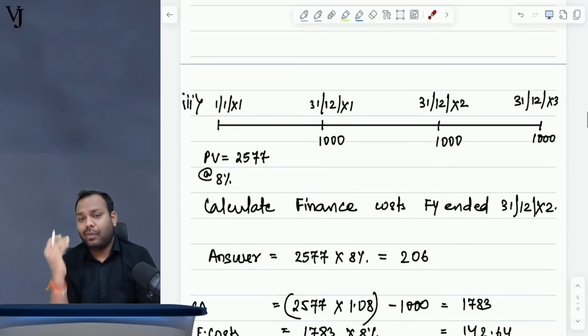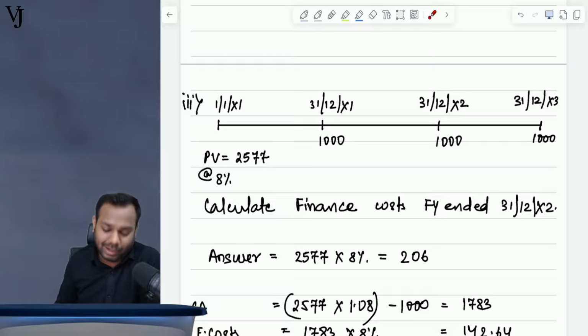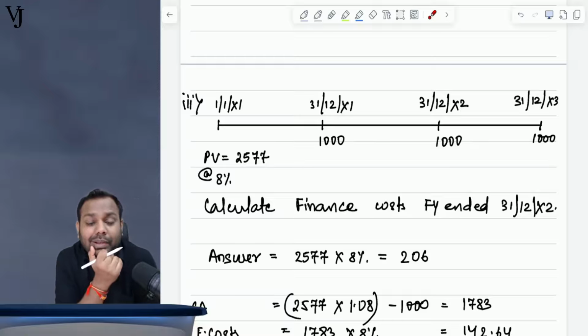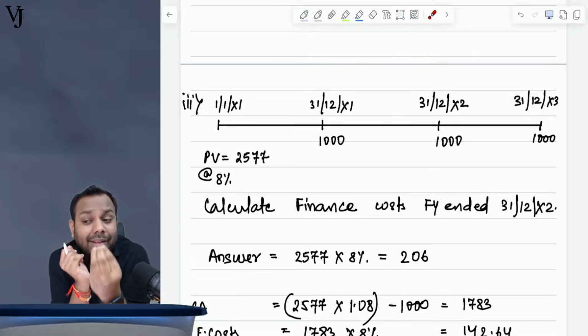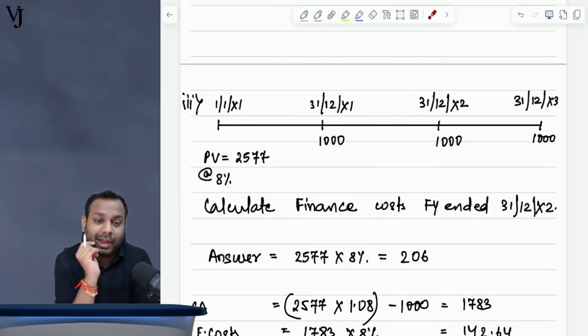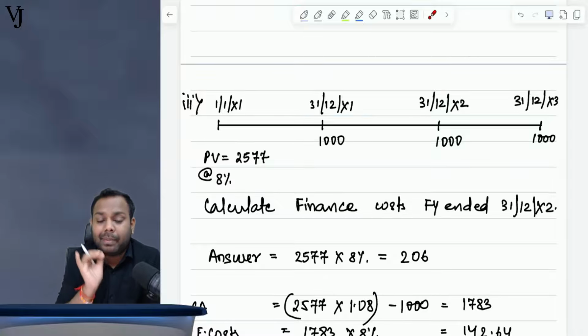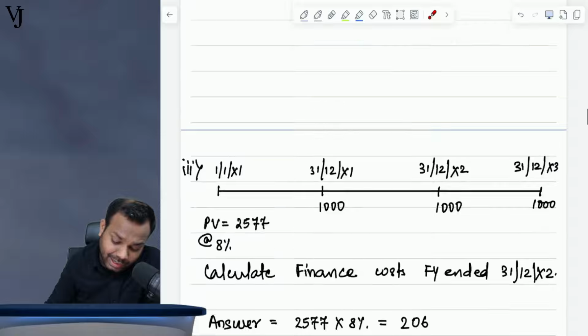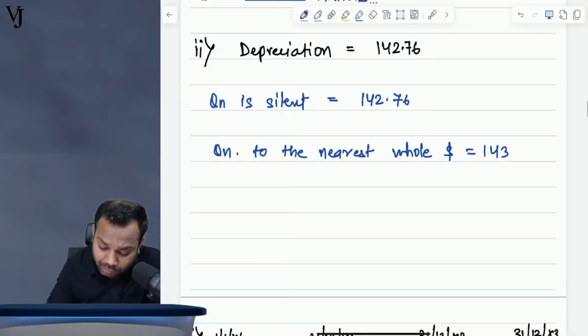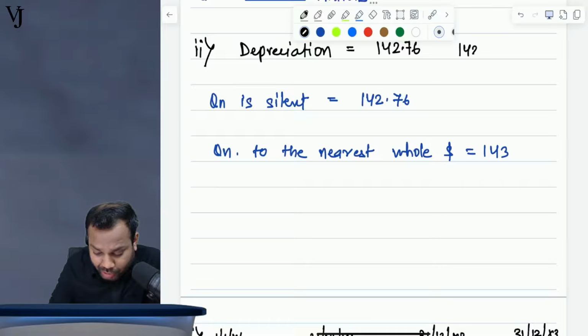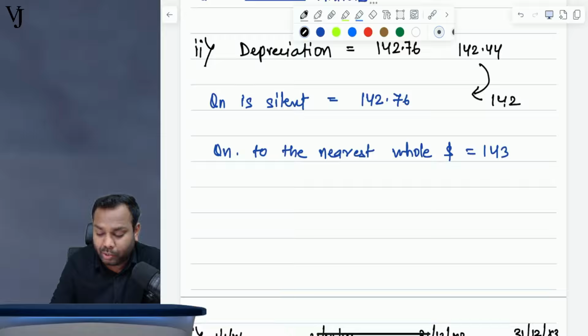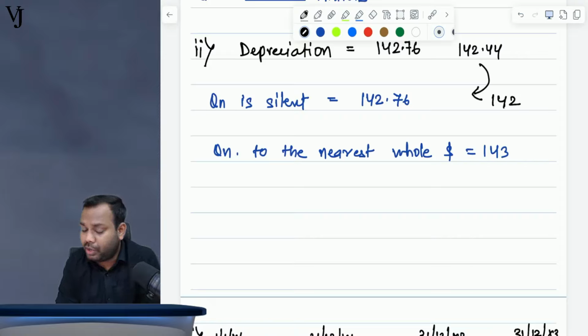Now, one more point. The examining team says students are not reading the question properly, and the examining team has given you an example also. Tanvi is saying if the answer is 142.44, then what will be the answer? In that case, I will write 142, not 143. Okay, Tanvi? Yes, very good.